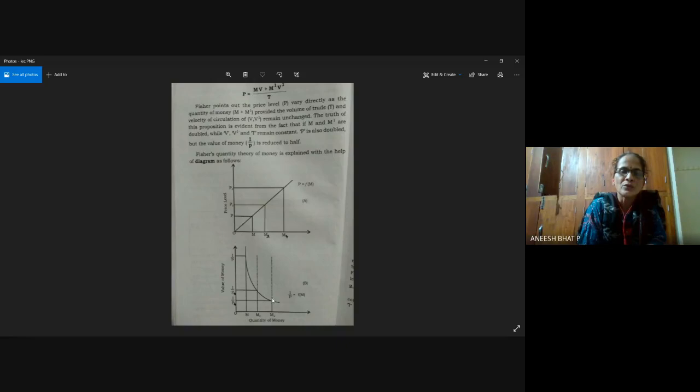So you must draw this diagram. I'll give this in notes. You must draw this diagram. Understand this. Okay.